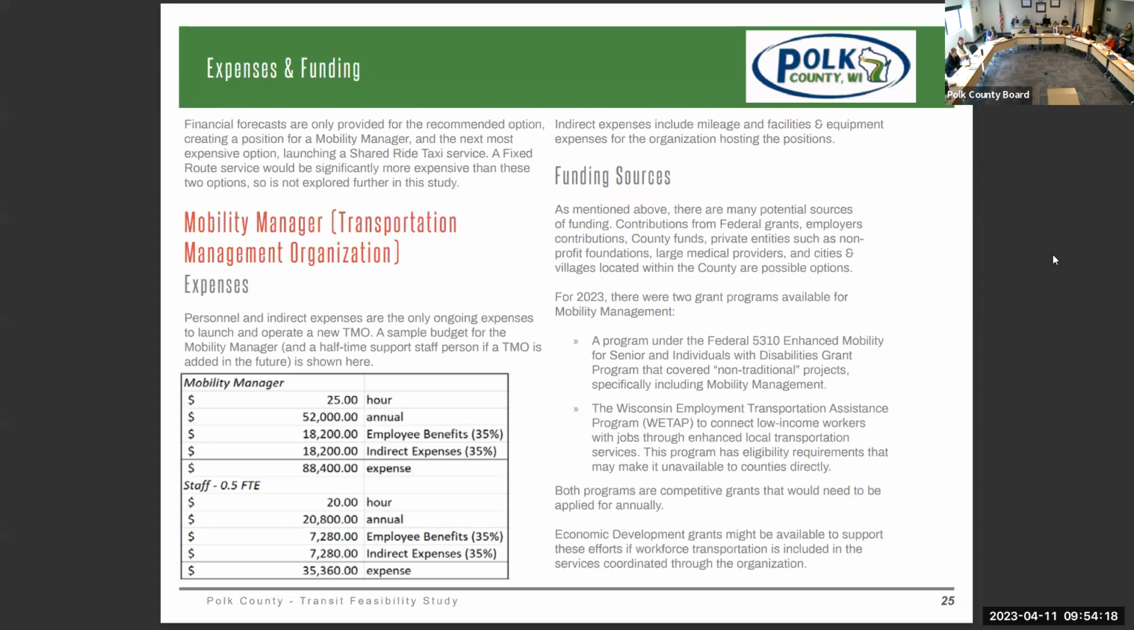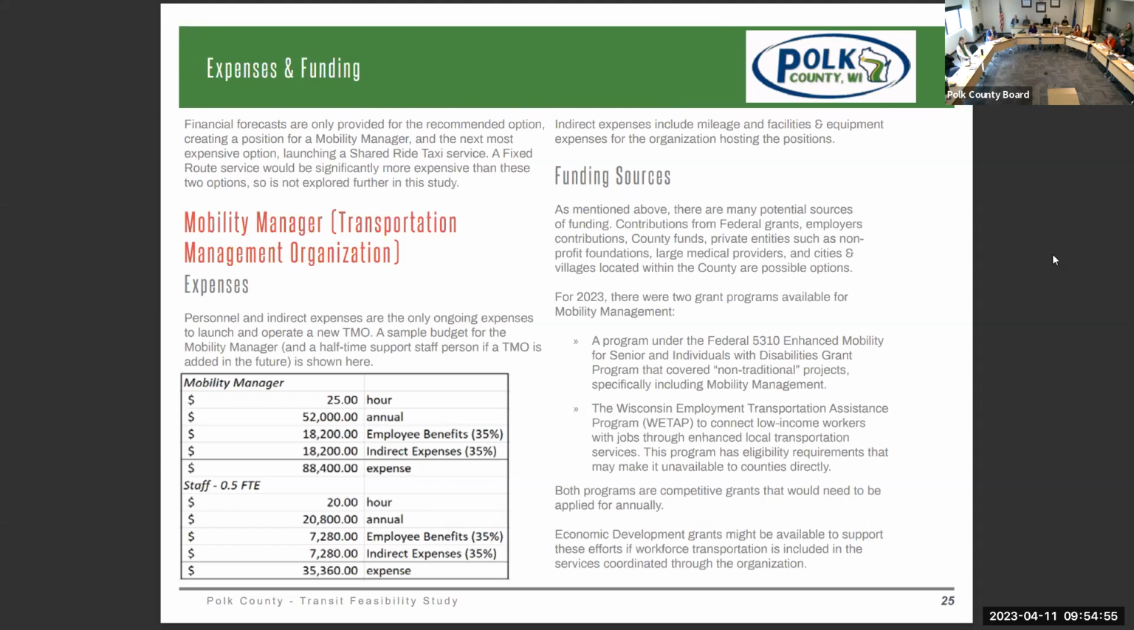to look at that. There's also the possibility for some employment transportation assistance programs, economic development funding, that would probably not be available in the first cut because you wouldn't be adding anything that specifically helped workforce transportation, but it might be available down the line if you were to look at, say, van pools for employers or something along those lines.